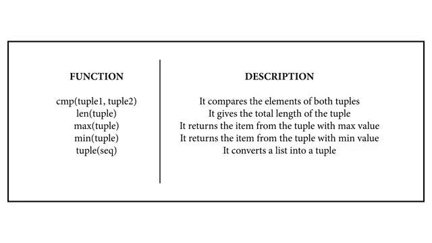Next, we have max(tuple), which returns the item from the tuple with max value. Next, we have min(tuple). It returns the item from the tuple with minimum value. And the last one, tuple(seq), converts a list into a tuple.